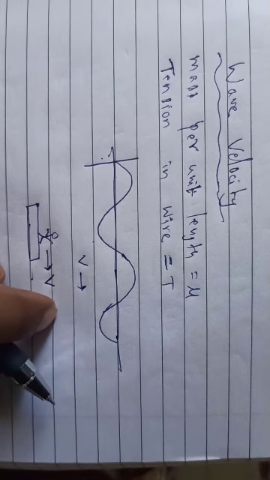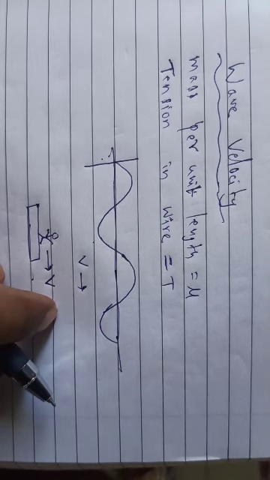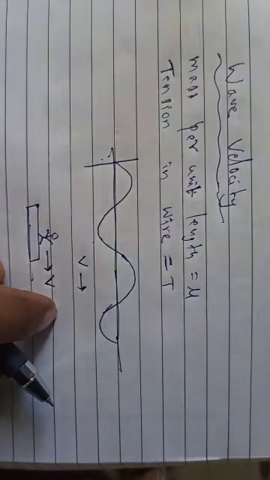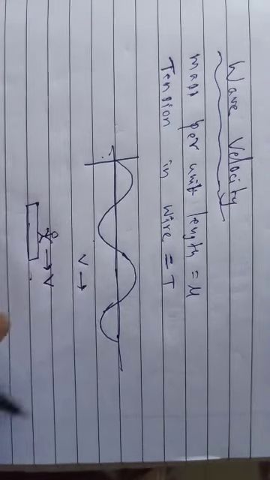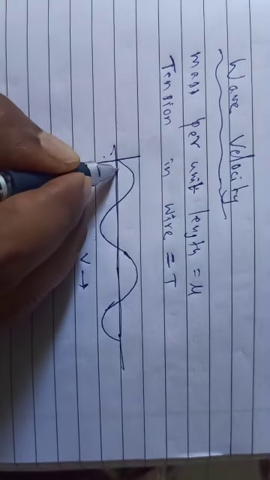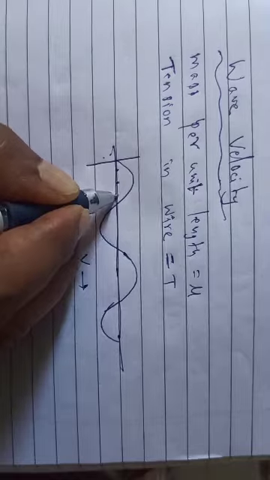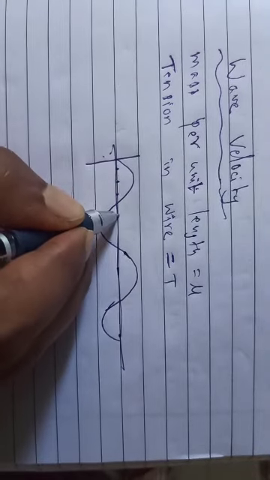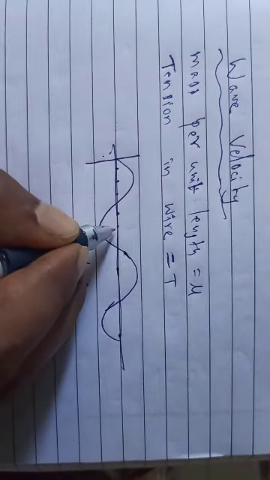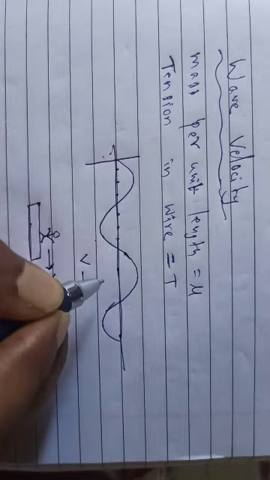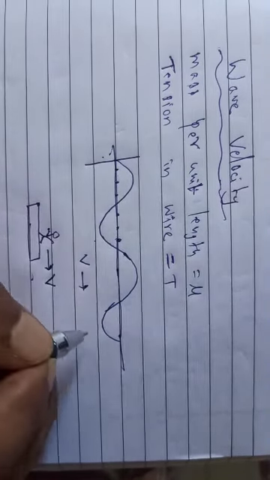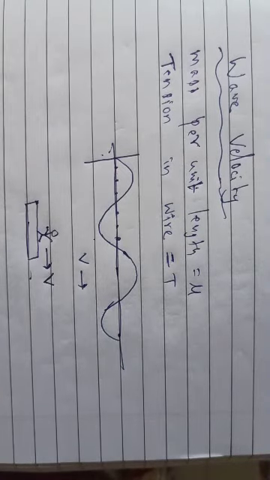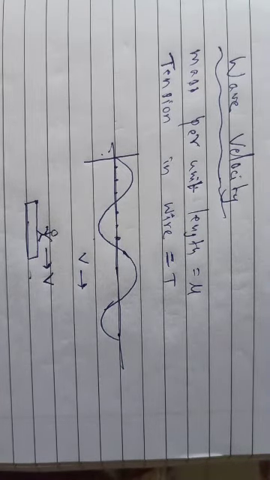But in case of a wave, the particles do not move, isn't it? The particles remain at rest. That means they do not move along the direction of the wave. They move up and down. The shape of the wave, the shape of the string, moves. The particles do not move in the direction of the wave.